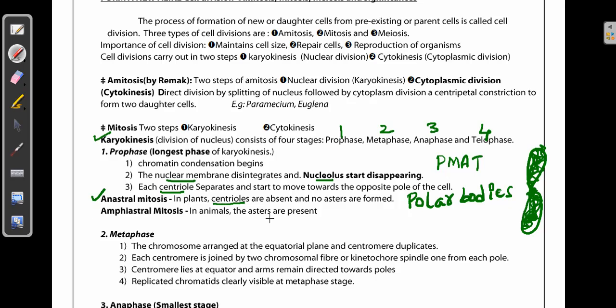The astral mitosis refers to the formation of asters or star-shaped structures while they are attached at the centromere region here. So that's why it is called astral. It's clear, this is one of the major differences between the plant cell and animal cell when you observe in a macroscopic way. Clear? Let's move to the next step called metaphase.